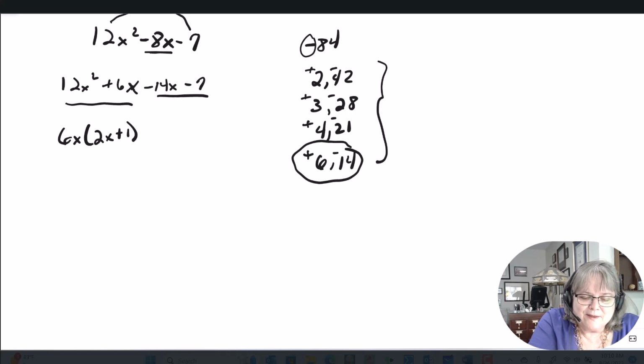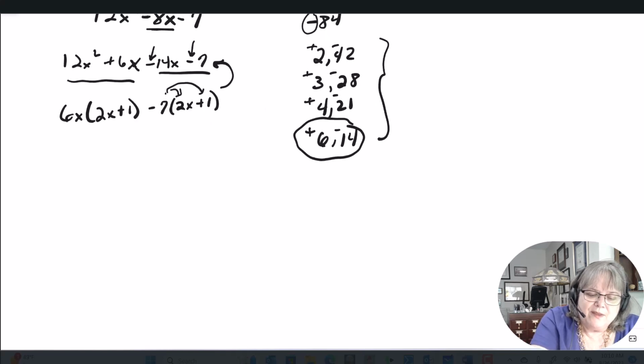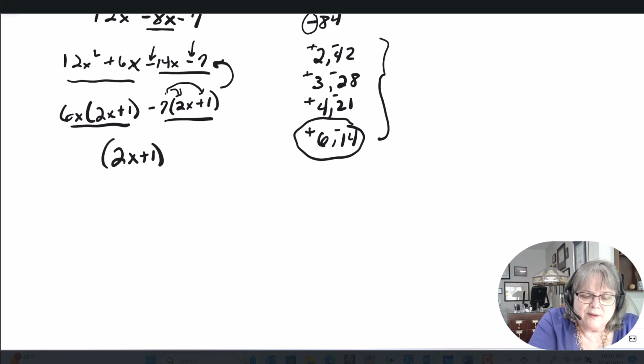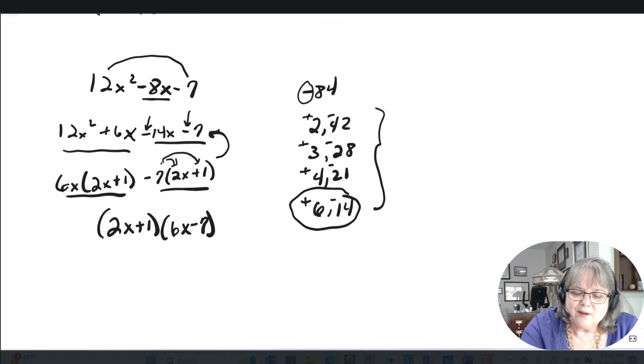What's in common in the back two? Minus 7. Now, you have to factor out this sign. So when you factor out a negative 7, this is a positive 2x. But a negative 7 factored out of a negative 7 is a plus 1. Remember, you have to be able to distribute this and get back up to here. These two have to match. The 2x plus 1s have to match. That's kind of your double check. So what's in common in both the front and the back is a 2x plus 1. And this is 6x minus 7. And now you're done. All right?